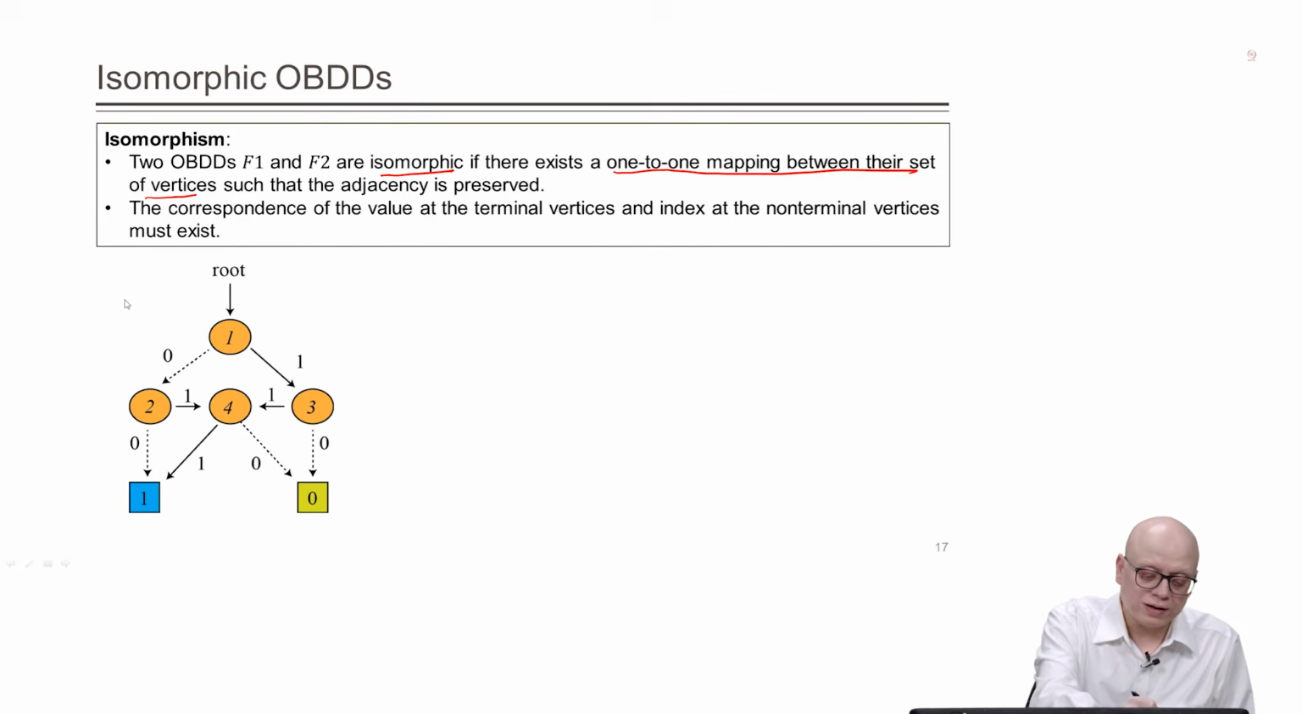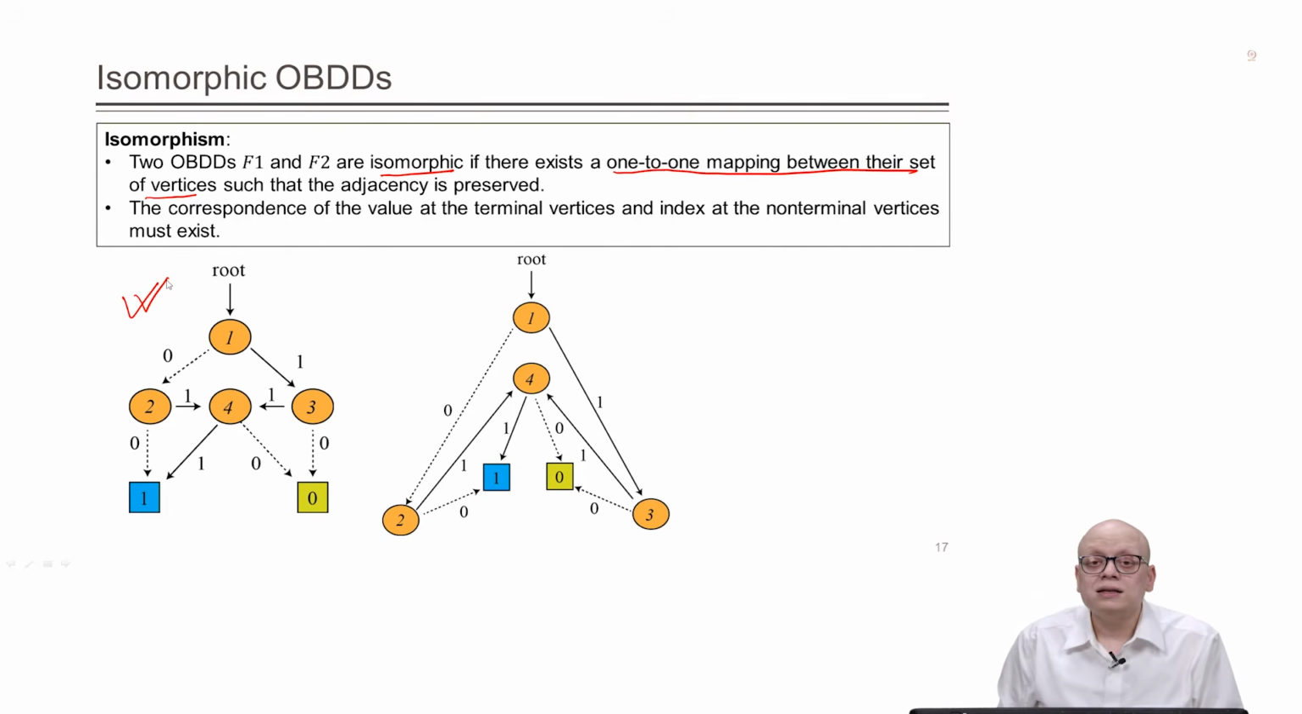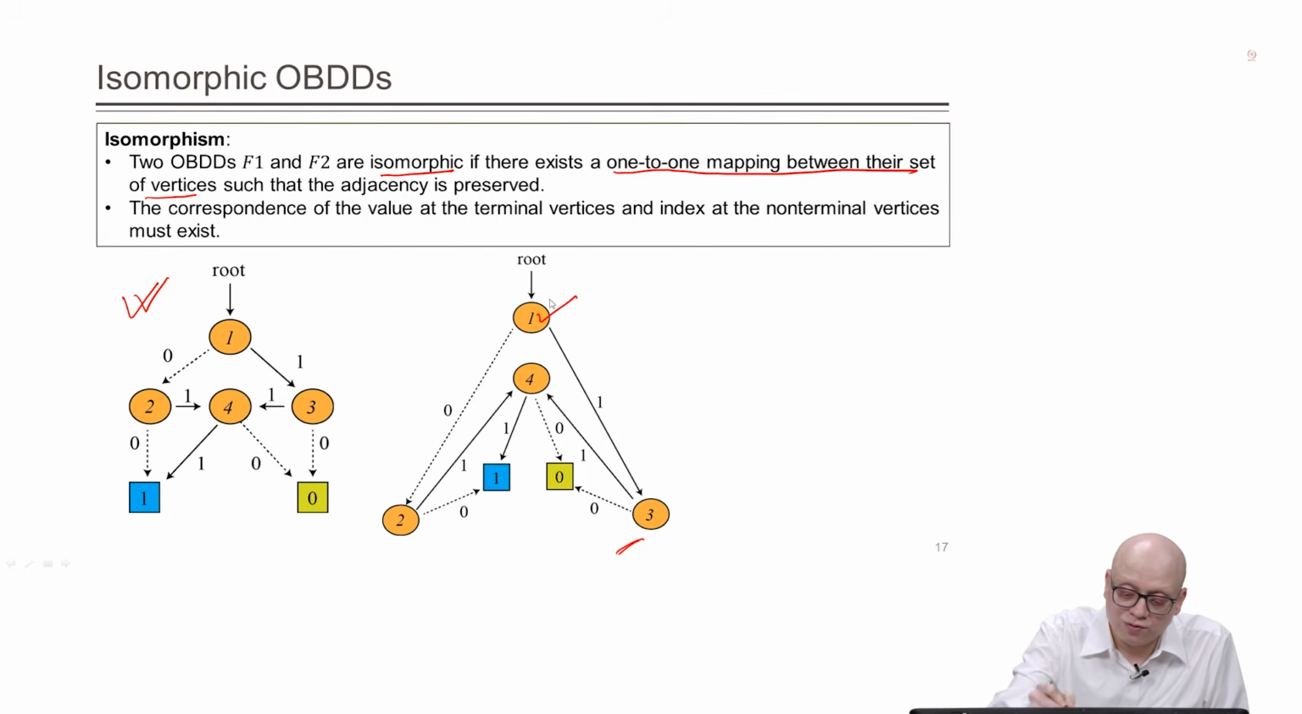Suppose this is an OBDD, this is the given OBDD, and let us understand whether this another OBDD is isomorphic to it or not. Now, you have a root, here also we have a root, and then we have 1. So, 1 is here. Now, the outgoing 0 edge of 1 goes to 2, from here also 0 goes to 2, from 1 again 1 goes to 3, 1 goes to 3. So, these two edges are fine.